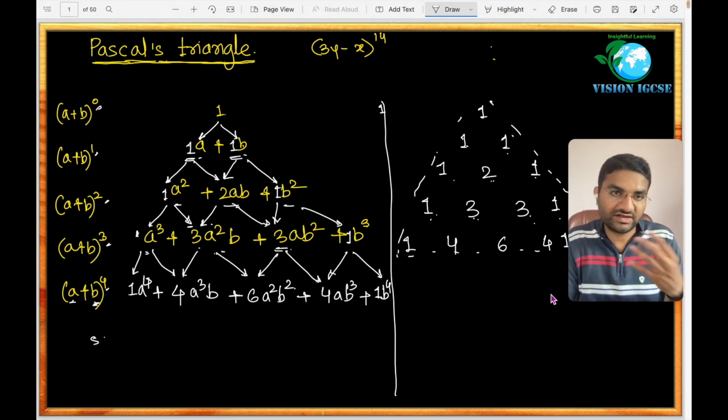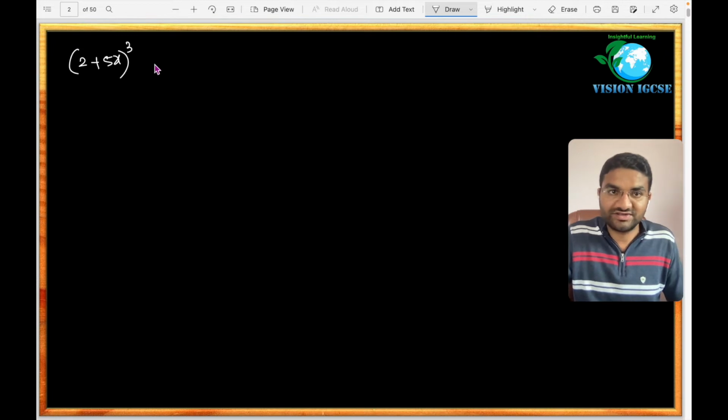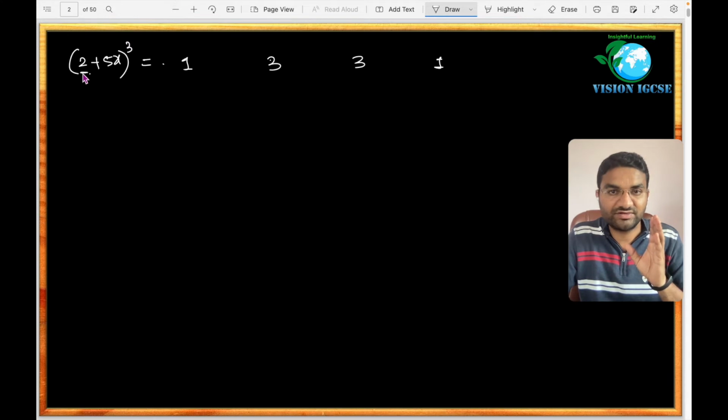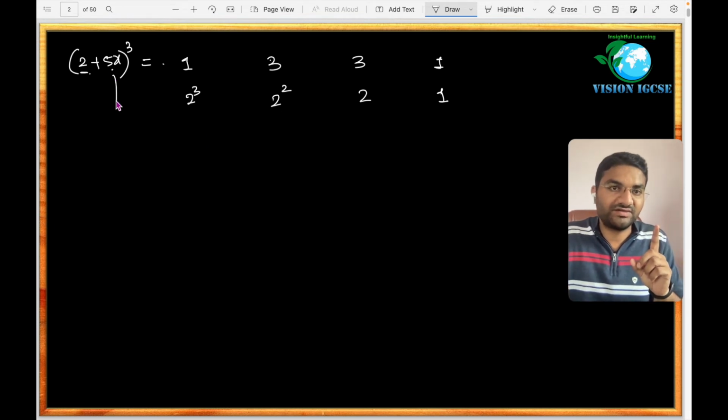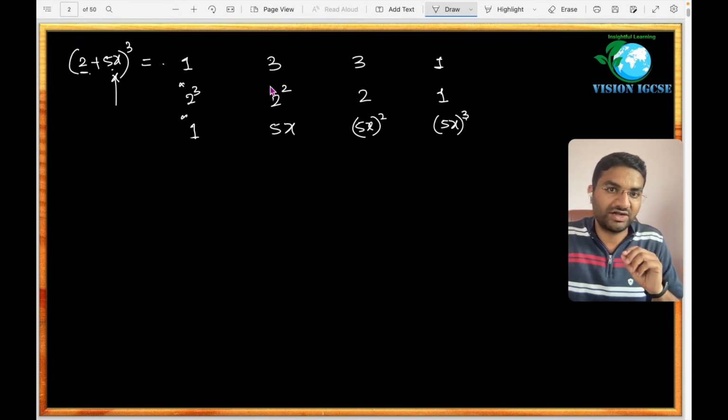We will understand this through examples. Let's say we have to expand (2 plus 5x) cubed. Firstly, tell me the coefficients for a cube expansion: 1, 3, 3 and 1. As I told you earlier, write the first term's powers in descending order: 2 cube, then 2 square, then 2, and then 1. The second term is 5x, in increasing order: 1, 5x, then (5x) square, and then (5x) cube.